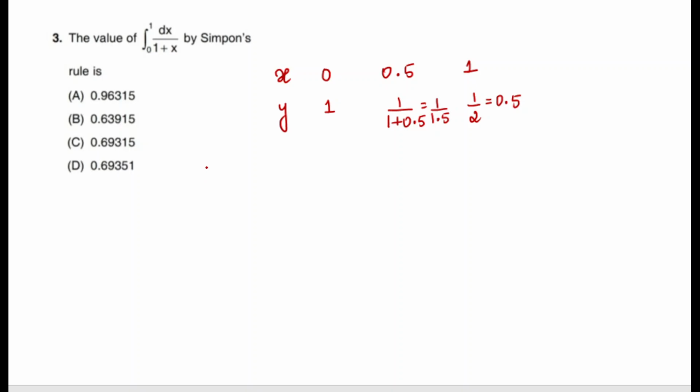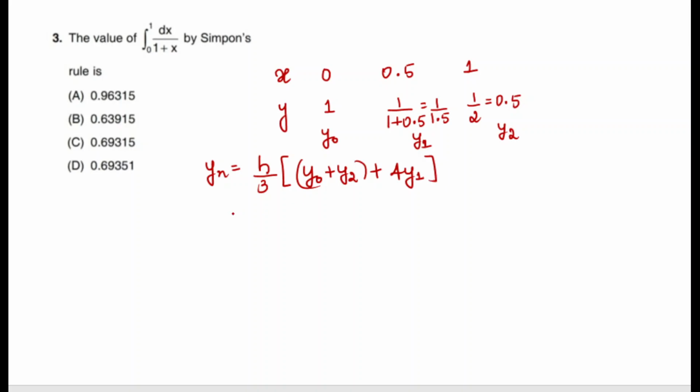Okay, we need to substitute in the formula, that is yn, which is equal to h divided by 3. This will be y0, this will be y1, and this will be y2: y0 plus y2 plus 4 times of y1, right? So substituting the values, we are going to get the answer. Here, it is a difference of 0.5 divided by 3. The y0 value is 1 and y2 is 0.5 plus 4 times of 1 divided by 1.5.